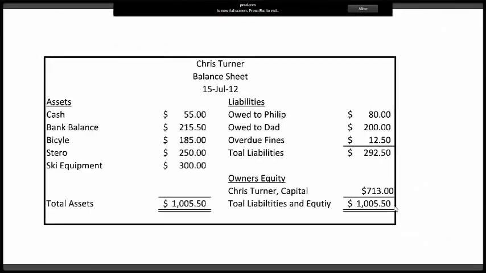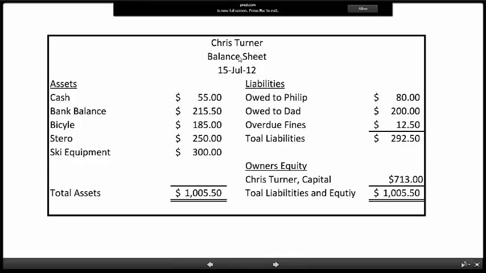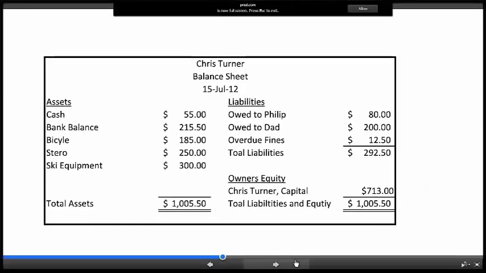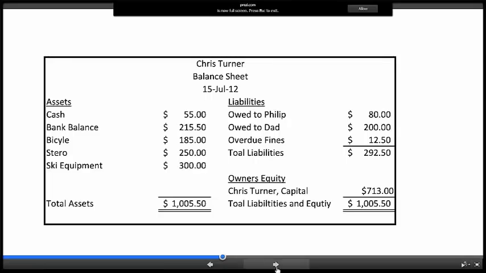Here's another example of a balance sheet for Chris Turner. So again, this balance sheet is very similar to the last one. Same idea. There's a title up at the top, your assets are to the left, the liabilities are to the right, and owner's equity is right underneath, with your total assets being equivalent to your total liabilities plus your owner's equity. Now that you know what a balance sheet should look like, I'm going to show you how to create a balance sheet.